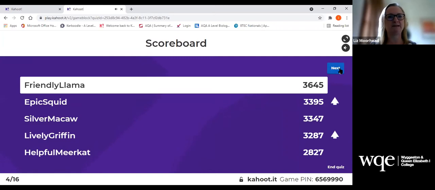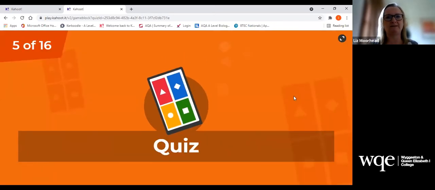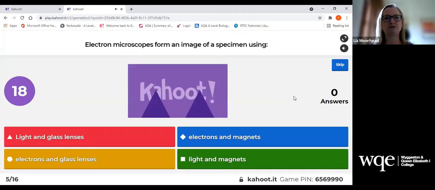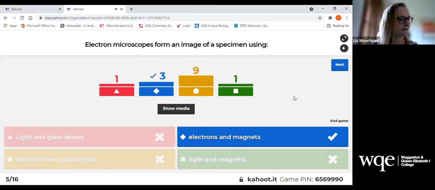So, well, friendly llama, epic squid, and lively griffin coming up the leaderboard. Electron microscopes form an image of a specimen using light and glass lenses, electrons and glass lenses, electrons and magnets, or light and magnets. Okay, fantastic. All right, so electrons and magnets, those of you that got that right.